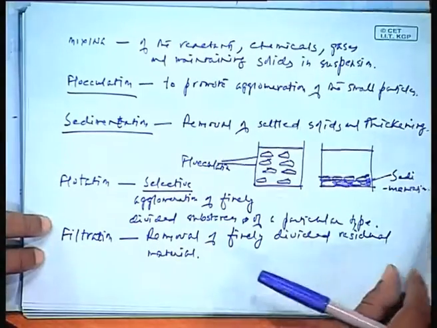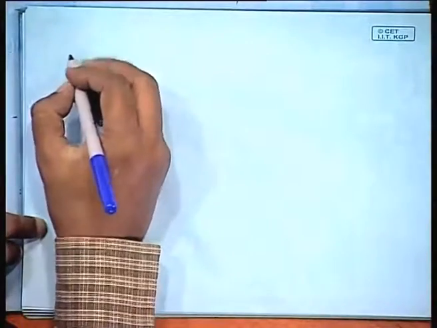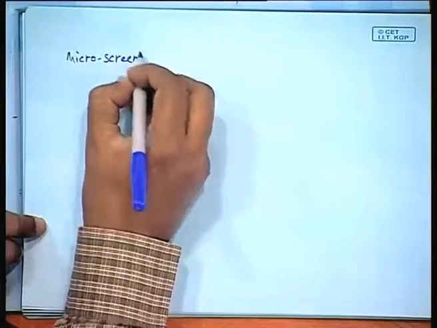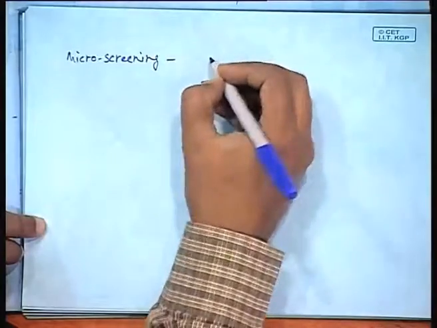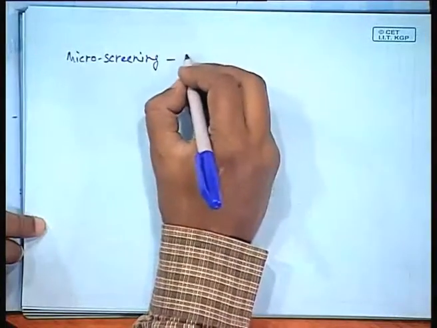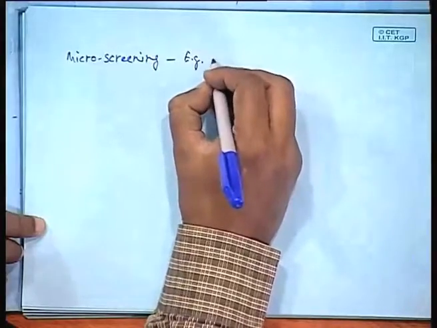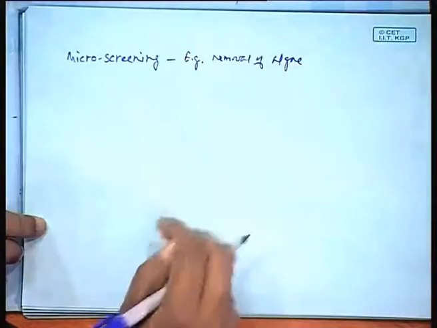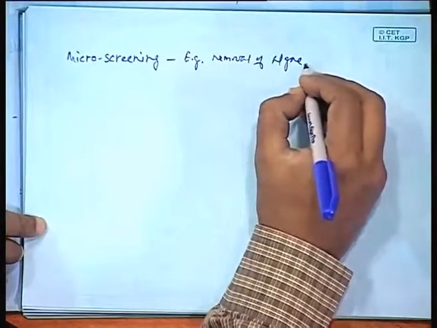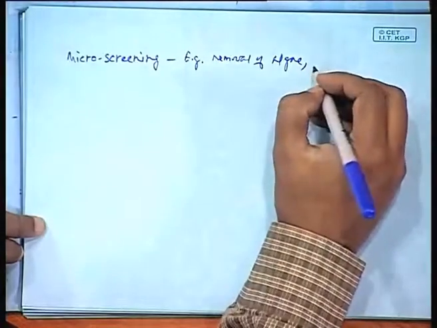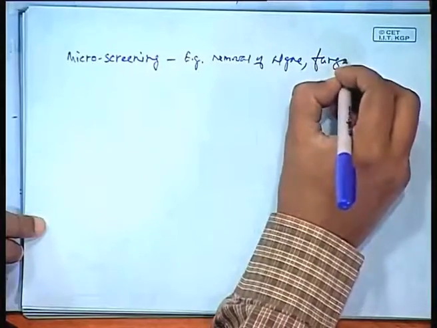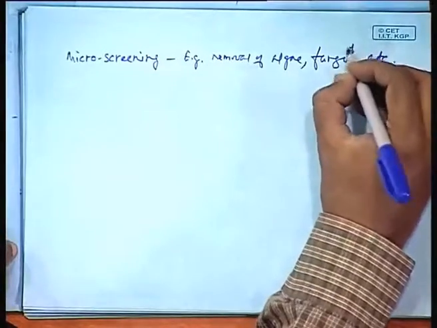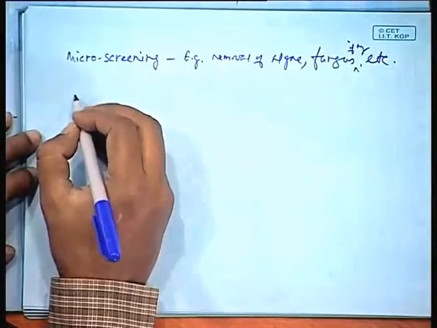There is another aspect, which is microfiltration or micro screening. An example is the removal of algae, or any other substances, mostly algae and also fungus, etc., if they are present. So this is about micro screening.